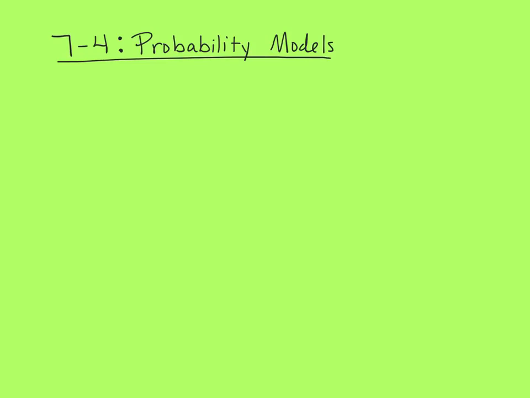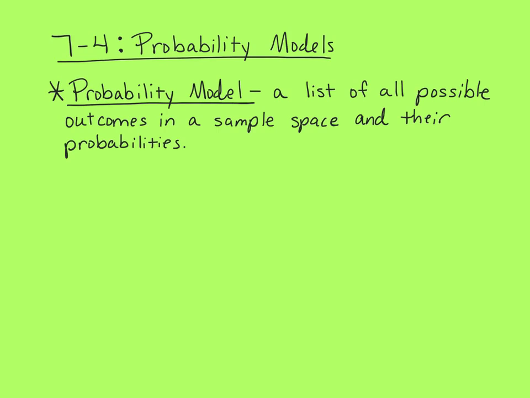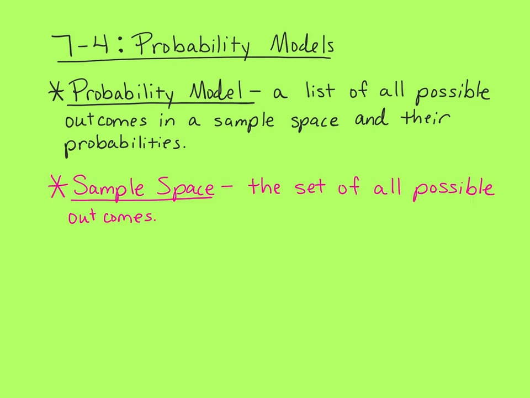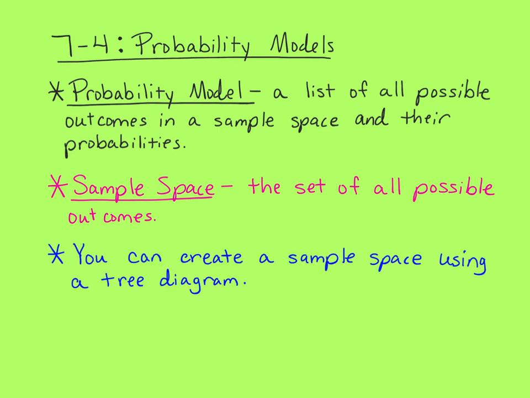Lesson 7-4, Probability Models. A probability model is just a list of all possible outcomes in a sample space and their probabilities. Now, our focus is really not going to be on the probability models themselves, but on finding all the possible outcomes and looking at a sample space. A sample space is just the set of all possible outcomes. You can create a sample space using a tree diagram.